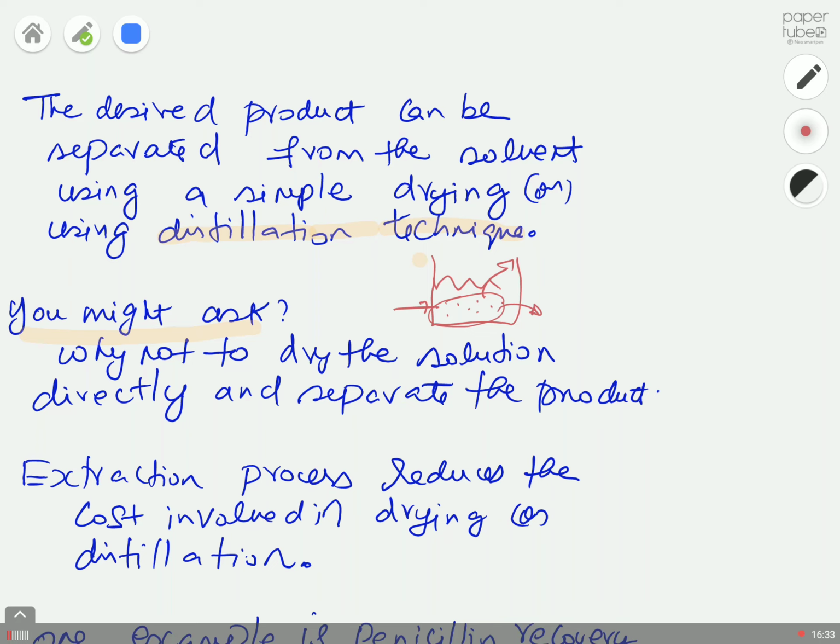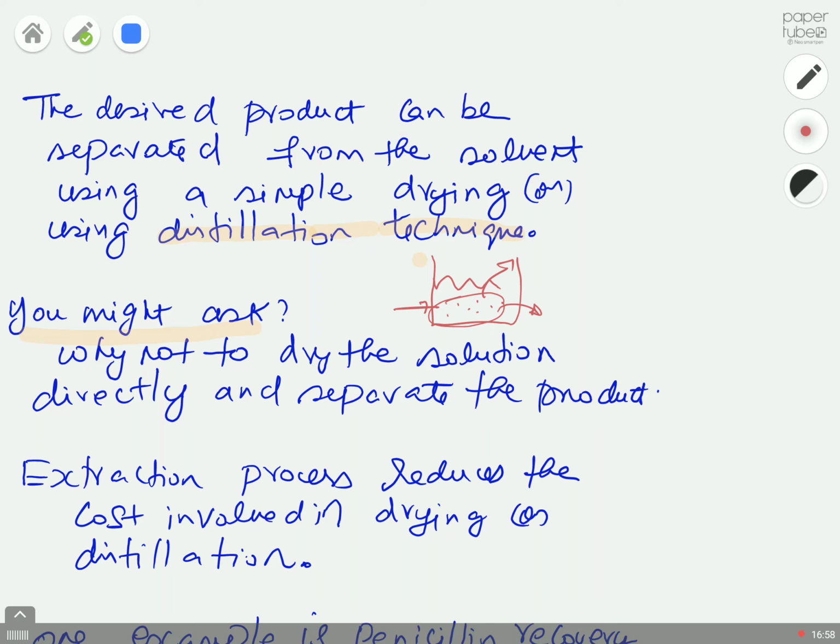I will tell at the end of this lecture, but for the moment I will tell one easy reason. Imagine your compound, your solute, is dissolved in water, which is the normal solvent commonly used in any fermentation processes. If you want to separate that product using a simple drying technique, you have to heat the solution to 100 degrees centigrade.